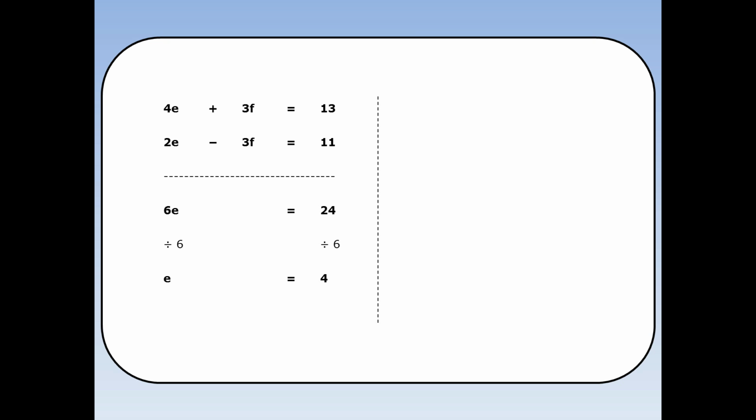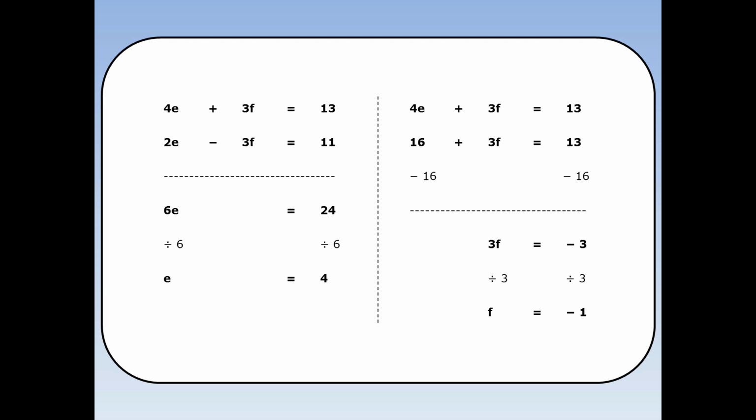I also need to find out what f is. So choose one of the original equations and write it down again. e is 4, so 4 times 4 is 16. I want to end up with f by itself, so let's get rid of that 16, take away 16 from both sides. And I end up with 3f equals minus 3. But I want 1f, so I'm going to divide both sides by 3. And I end up with f equals minus 1.